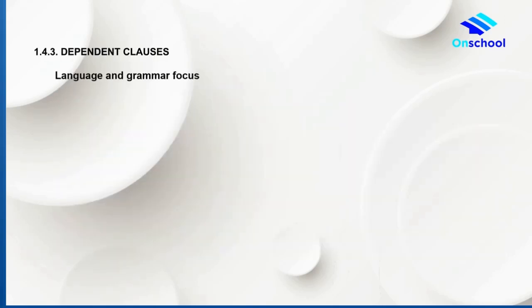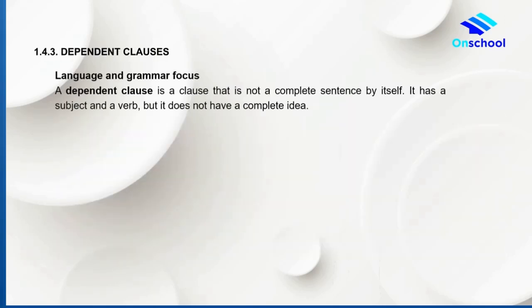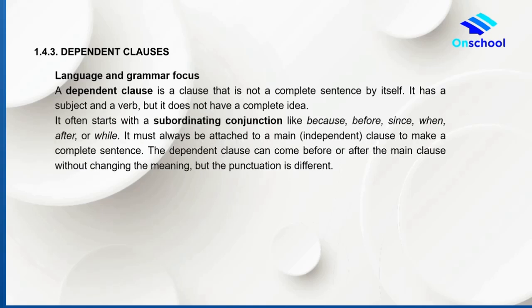Another important issue we need to be aware of is dependent clauses. A dependent clause is a clause that is not a complete sentence by itself. It has a subject and a verb, but it does not have a complete idea. It often starts with a subordinating conjunction like because, before, since, when, after, or why. It must always be attached to a main or independent clause to make a complete sentence.